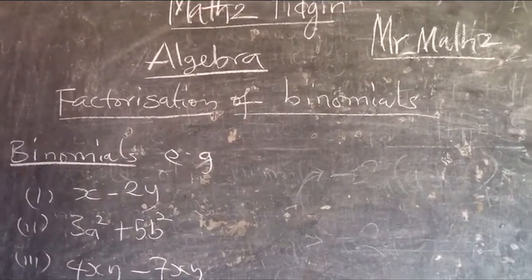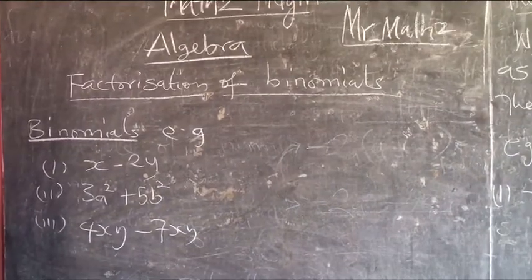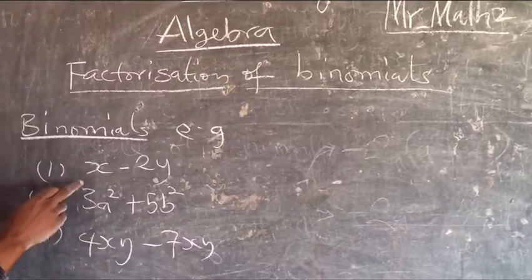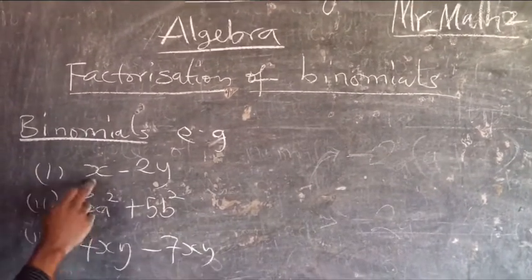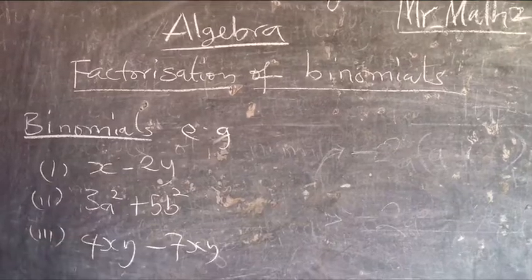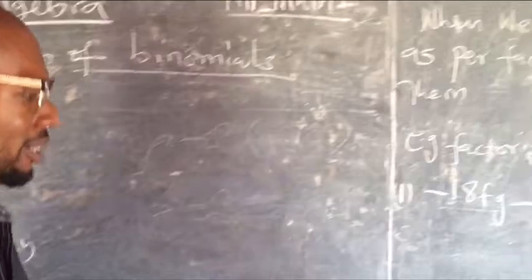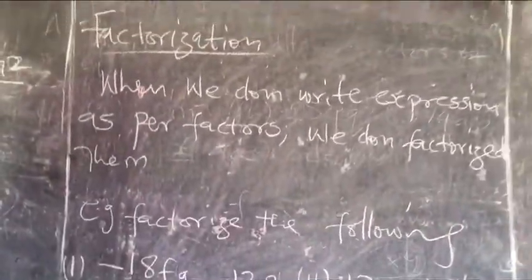So we bin don learn before for our first class say binomials na algebraic expression wey get two algebraic terms. Example na this one. All these ones are algebraic expressions with two algebraic terms. So these ones na examples of binomials. Now, we wan know how to factorize binomials.